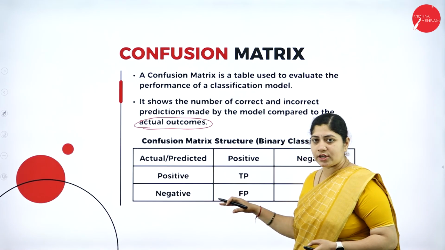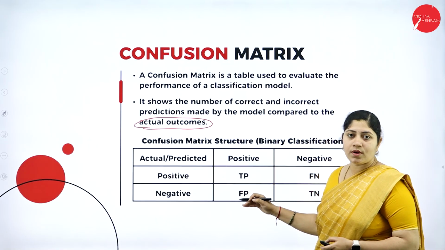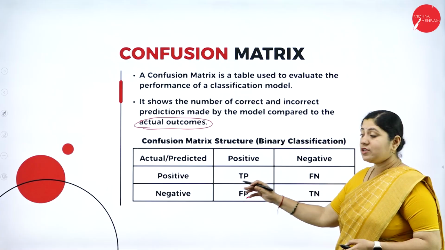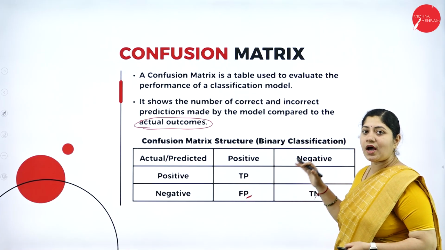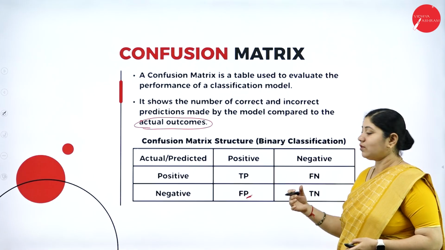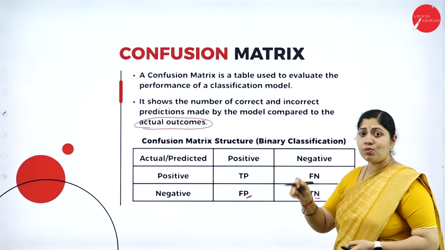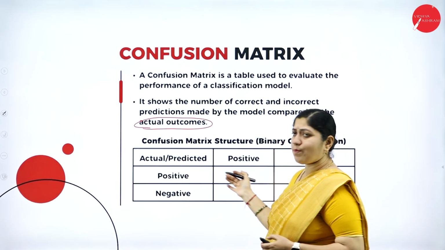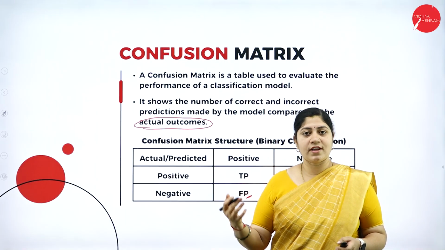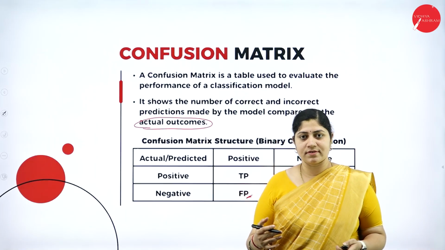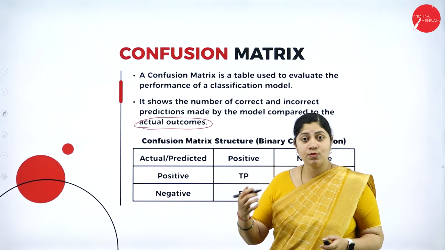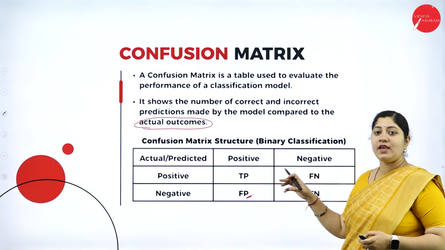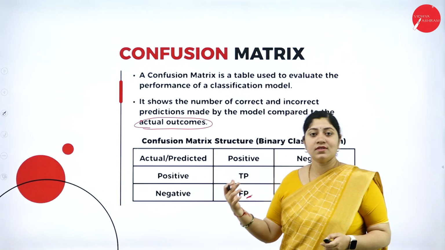If my row is negative and the column is positive, then I can call it a false positive. Similarly, if both are negative, then I can call it a true negative. Clear? So this is the basic matrix structure for binary classification that we can consider. Now let's move forward and understand TP, FN, FP and TN in depth.